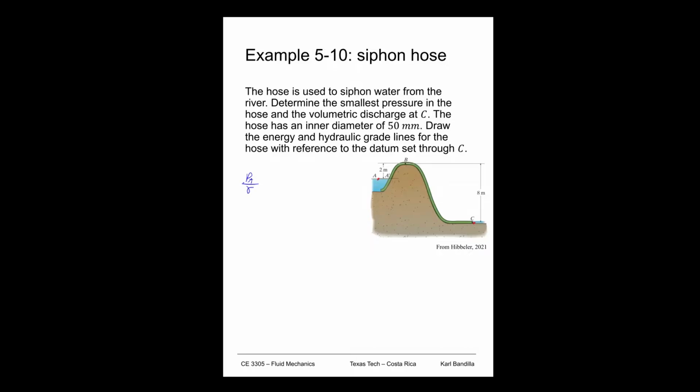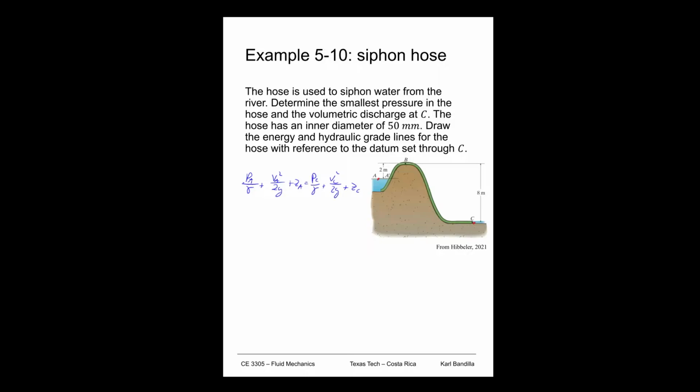PA divided by gamma plus VA squared over 2g plus ZA is equal to PC over gamma plus VC squared over 2g plus ZC. All right, so now we have to go through and eliminate or figure out as many of these as we can. Let's start with the elevations.